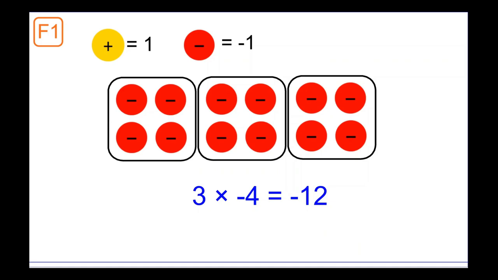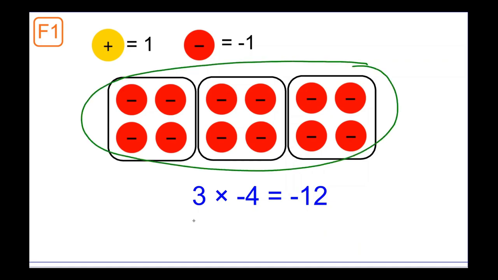The other way to read this picture is to see it as 12 negative counters, that's negative 12, divided into 3 equal groups, 1, 2, 3, and each group contains 4 negative counters, so that equals negative 4. Negative 12 divided by 3 is negative 4.